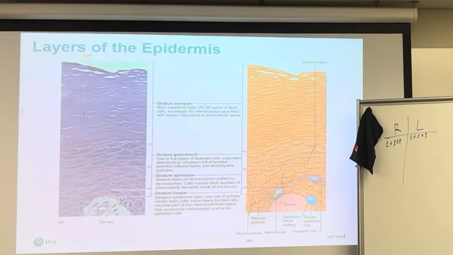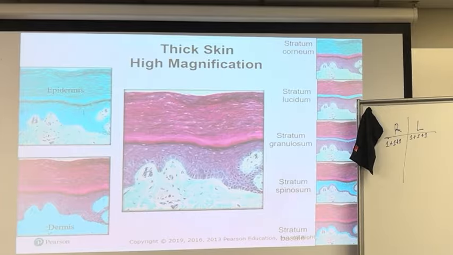Right on top of the stratum basale, you have the stratum spinosum. Right on top, this granulated stratum granulosum. And then the thicker, most superficial stratum corneum. If you are looking at thick skin, what do you have in between the stratum corneum and the stratum granulosum? You have the stratum lucidum.